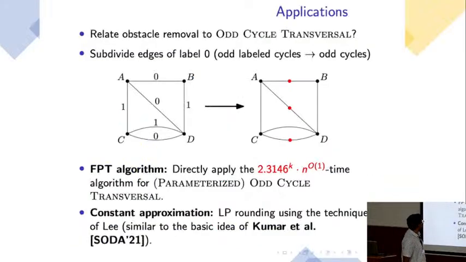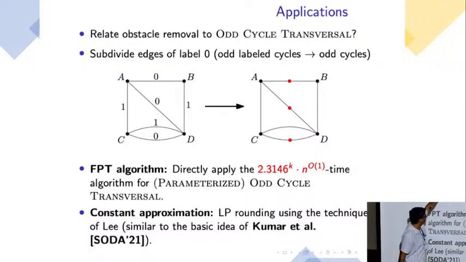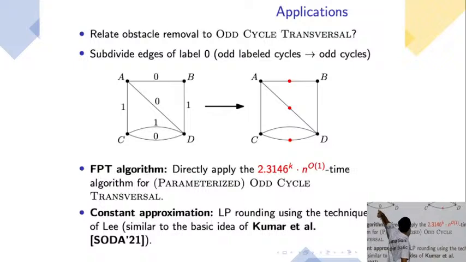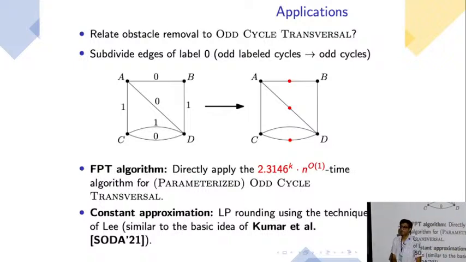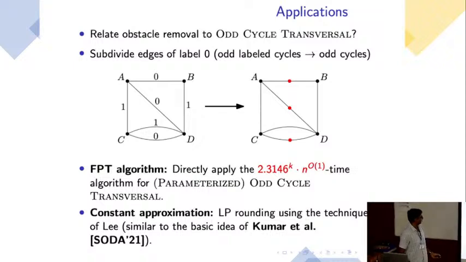Okay. Now, how do you relate obstacle removal to odd cycle transversal? So think of this: your labeled graph. You just subdivide every 0 label, right? Now every odd label thing has become an odd cycle, because 0 has become even. That's it. So now you can directly apply all these algorithms. You don't have to do this 50-page sausage paper and all the geometry once you have this. So this is done. More magic from H.